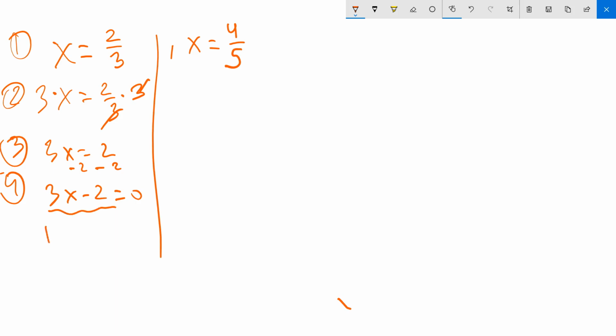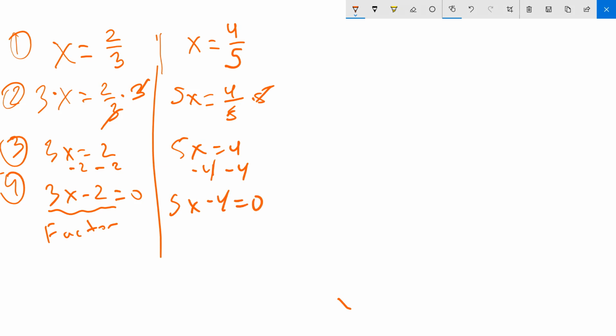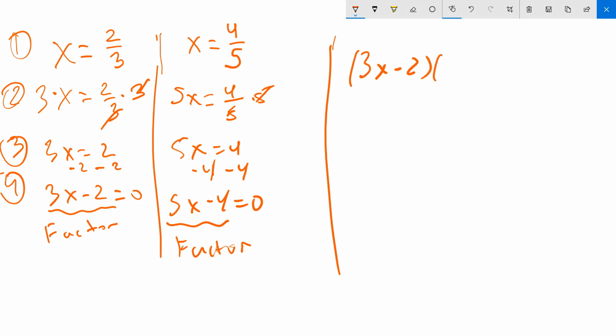And then this becomes the first factor. Remember, when you solve a quadratic equation, you factor and you set the factors equal to 0, and that gives you the roots. Now we're going the other way. Over here, I'm going to multiply both sides by 5, so that goes away and I end up with 5x equals 4. Then I subtract 4, so I end up with 5x minus 4 equals 0. That 5x minus 4 is another factor. To rebuild the original equation, just multiply the factors together. So you take 3x minus 2 and multiply it by 5x minus 4, equal to 0.